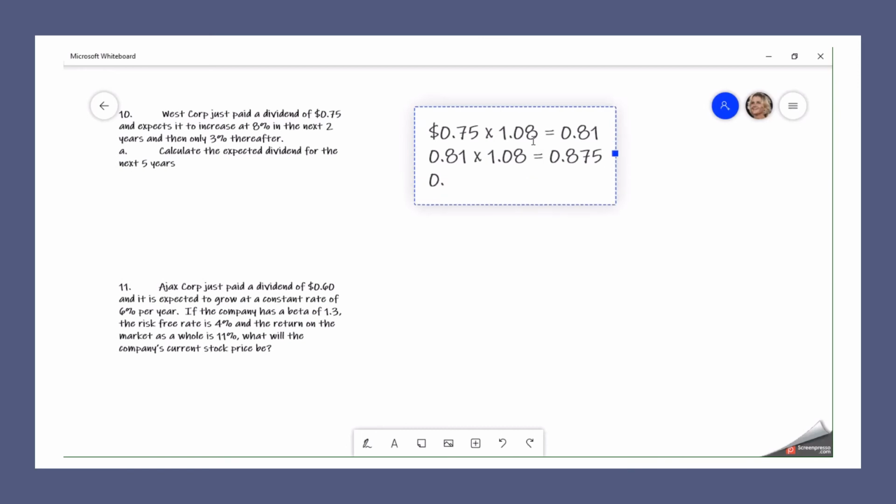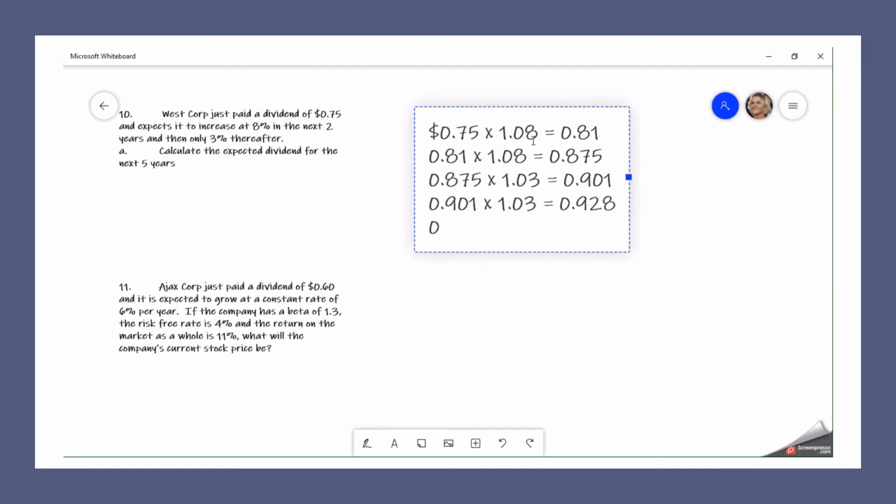Okay, then we'll take that, and now after 2 years, it's only going to increase 3%. So that's going to be 1.03. So that gives me 0.901, and then that's going to go up another 3%. So then we're up to 0.928, and then finally it goes up another 3%, and then that completes our 5 years.